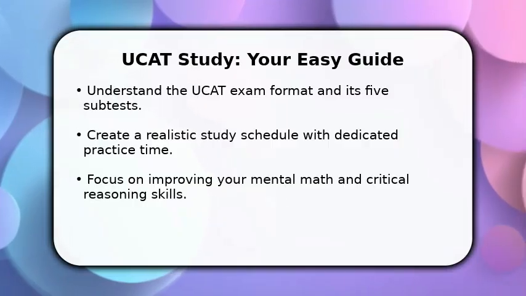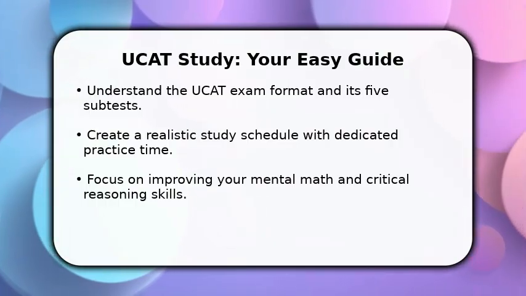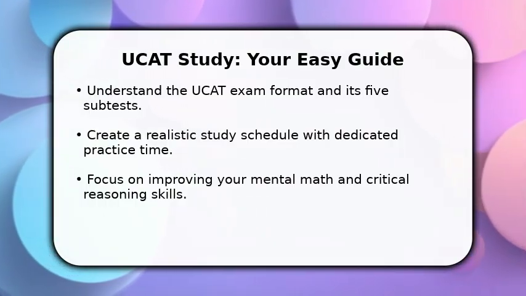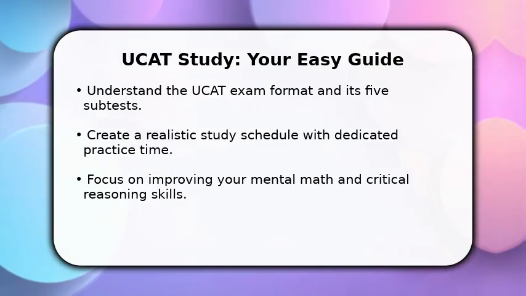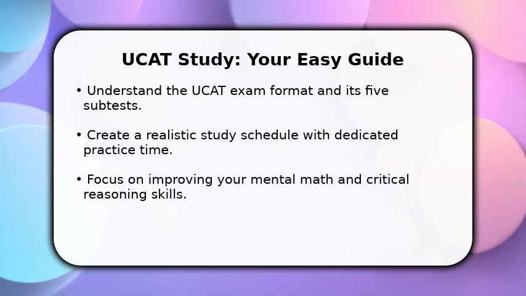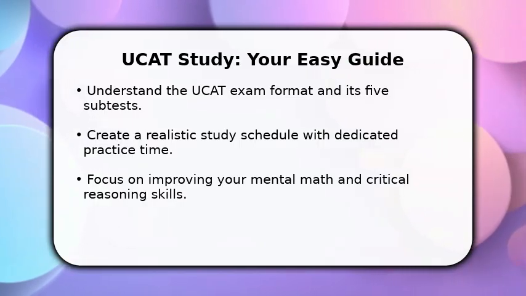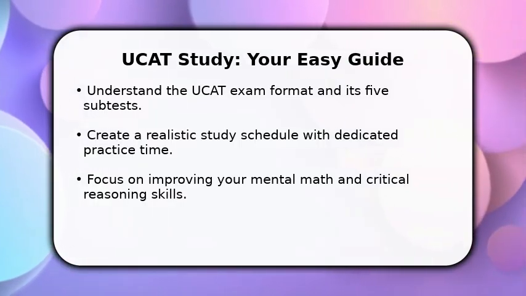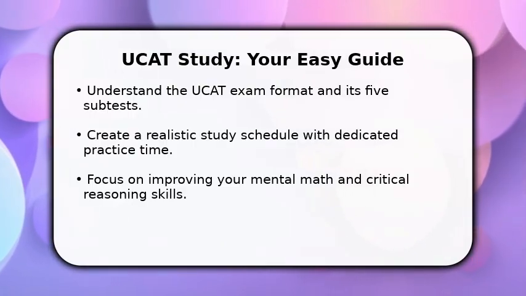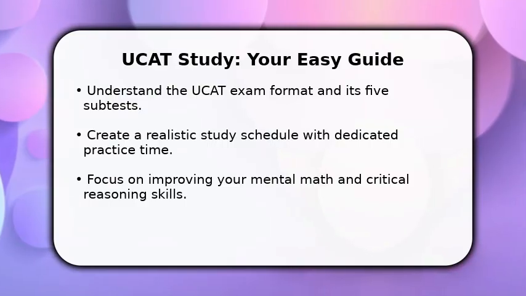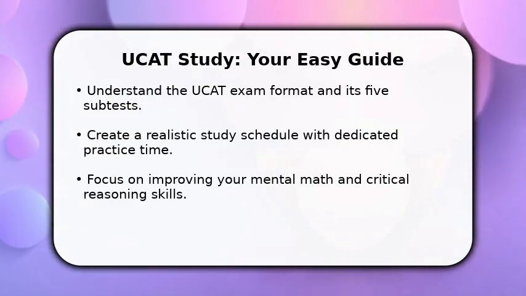In this video, I will explain how to study for the UCAT. First, familiarize yourself with the exam structure, which includes 5 distinct subtests: verbal reasoning, decision-making, quantitative reasoning, abstract reasoning, and situational judgment. Next, develop a study plan that allocates specific time slots for each section. Consistent practice is key, so aim for at least 1 to 2 hours daily.